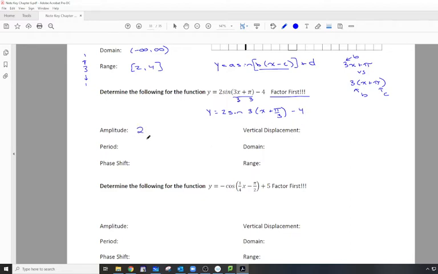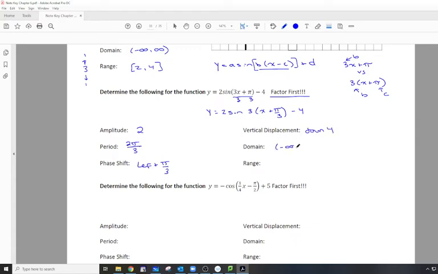Amplitude is 2. Period is 2 pi divided by b, or 2 pi divided by 3. The phase shift is left pi by 3, right? And so the most common mistake is that people will say the phase shift is left pi. But if you do that, you will not get the right answer. Vertical displacement is down 4.